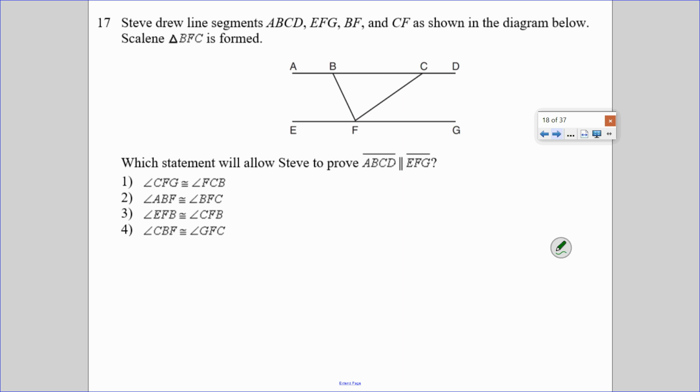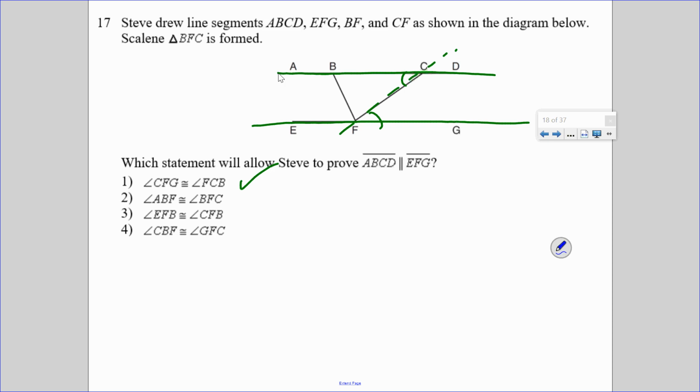We want to prove that these are parallel. Well, to prove these are parallel, I need to show that alternate interior or alternate exterior or corresponding angles are congruent. Being everything inside, I got to find alternate interior angles. So basically what this problem wants me to do is find alternate interior angles. CFG is congruent to FCB. Are those alternate interior angles? Looks like it to me. Let's check the rest.